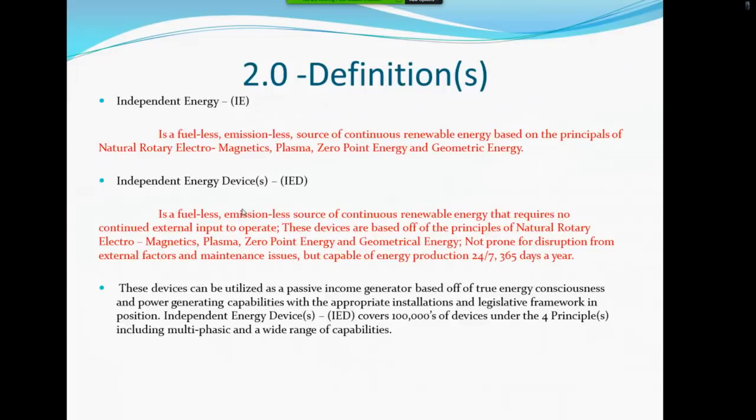Independent energy devices is a fuelless, emissionless source of continuous renewable energy that requires no continued external input to operate. These devices are based off the principles of natural electromagnetics, plasma, zero-point energy, and geometrical energy. Not prone for disruption from external factors and maintenance issues, but capable of energy production 24/7, 365 days a year. These are the base definitions to operate for independent energy and associated technological trees. So it grants mass utilization to the public.